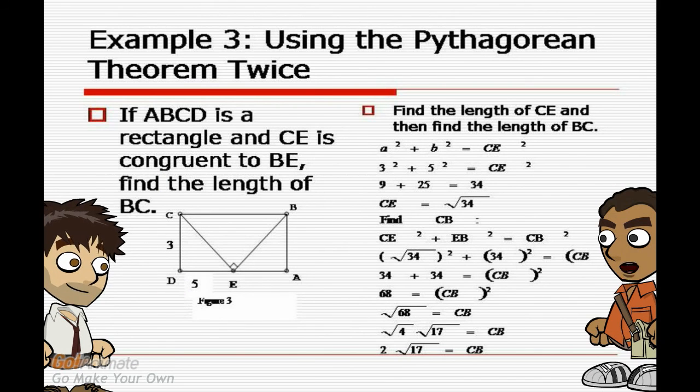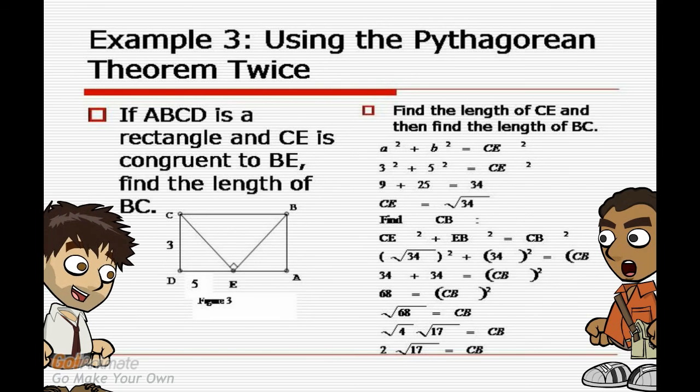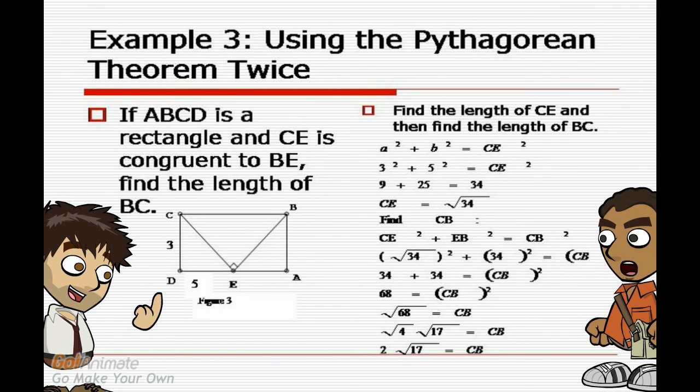In this problem, we use the Pythagorean theorem twice. First, we find the length of CE in triangle CDE. Then we use that result to find the length of BC. In the first triangle, 3 squared plus 5 squared equals 9 plus 25 equals 34. CE is the square root of 34. BE is also the square root of 34.